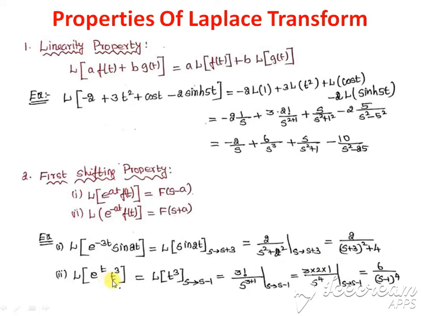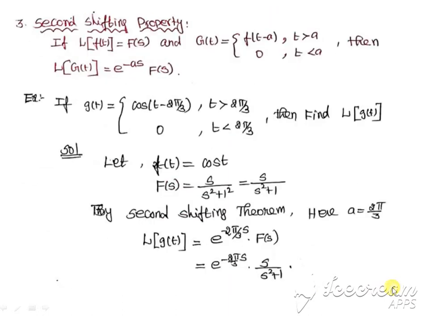Similarly for this one, first find the Laplace of t cube, then in that s is replaced by s minus 1. Laplace of t cube is 3 factorial divided by s power 3 plus 1, with s replaced by s minus 1. 3 factorial can be written as 3 into 2 into 1, divided by s power 4, so s becomes s minus 1, giving 6 by s minus 1 whole power 4.